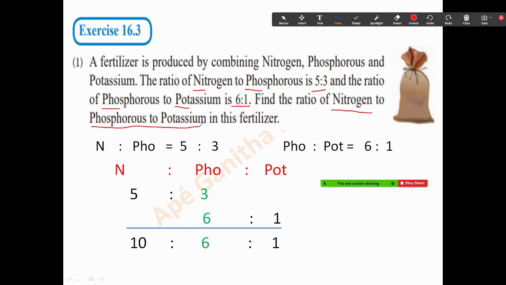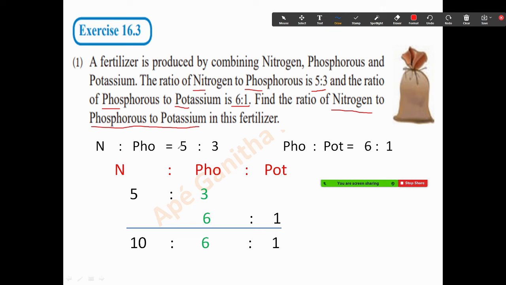Combine two ratios together. I will take N for nitrogen, PHO for phosphorus and POT for potassium. Then nitrogen to phosphorus is 5 to 3, phosphorus to potassium is 6 to 1. These are the two ratios. Now we have to combine them, nitrogen to phosphorus to potassium. Let's write the labels this way.